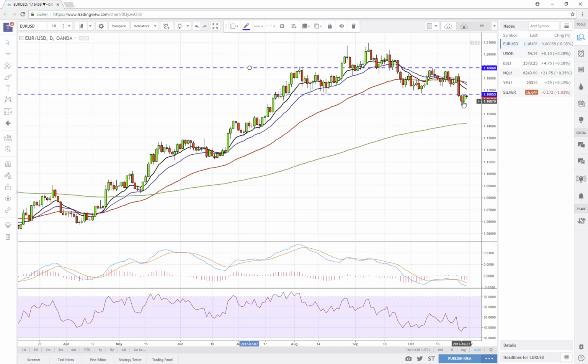Now that we have broken below this level, we can also see that our moving averages have now fallen into the right order. We can see the 10 is below the 20 and the 50, and they are starting to spread out. They are starting to fan out. And this is what we're actually looking for. And we're sitting now just below this level.